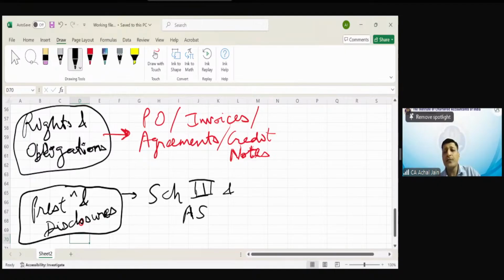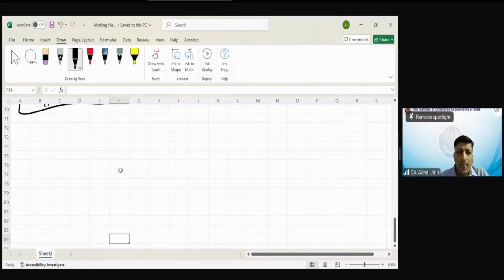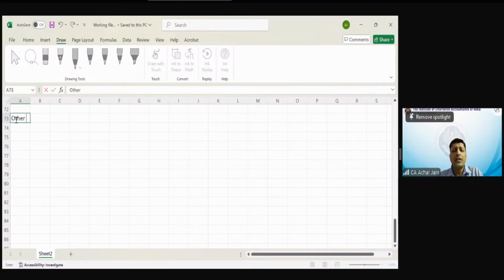Now, these are some of the audit procedures we can say which will be performed in respect of trade payables. Other than trade payables, there is another item which is called other current liabilities, or you can say other liabilities. Let me just call it other liabilities because other liabilities once again can be current or non-current, and some part of those can always be in current, and some in non-current.